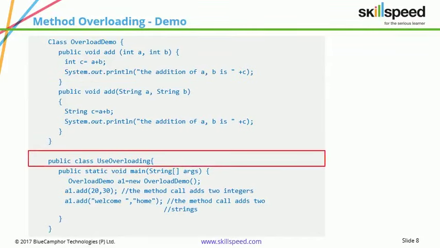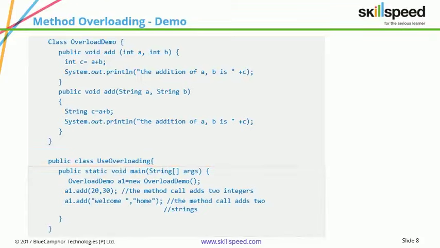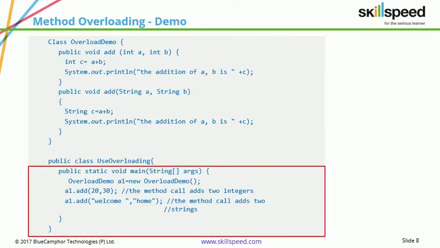Then I have the public class use overloading, in which I have the public static void main, where I am creating an object for the overload demo class. Overload demo a1 equals new overload demo, and I am calling the two methods add for two different values. A1 dot add of 20, 30, where I am adding two integers, and A1 dot add welcome, home, where I am adding two string values.